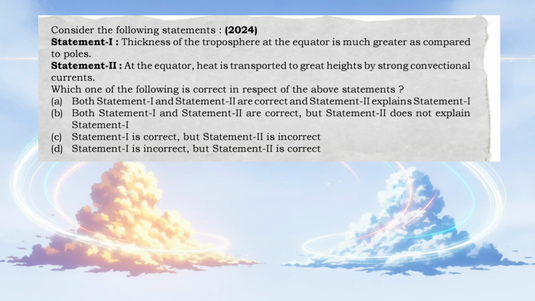Consider the following statements. Statement 1. Thickness of the troposphere at the equator is much greater as compared to poles. Statement 2. At the equator, heat is transported to great heights by strong convectional currents. Which one of the following is correct?